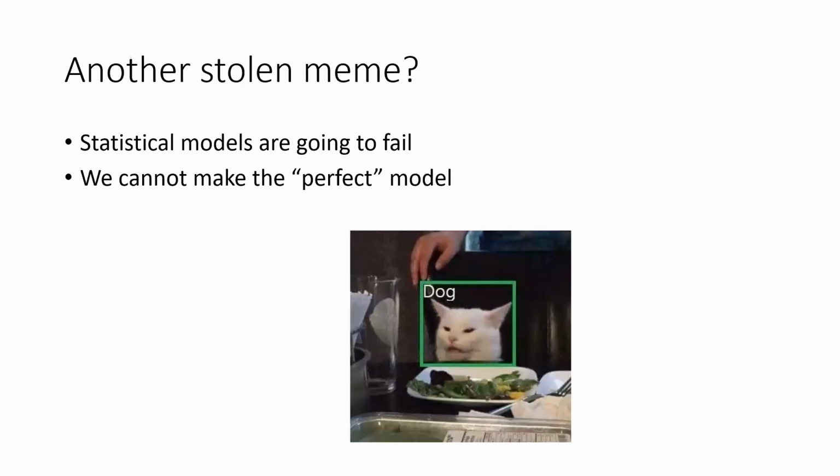And now a stolen meme. It's just a picture of a cat being misidentified as a dog. So statistically, this is going to happen. At some point, you're going to misclassify a cat as a dog. It doesn't matter how good your model is. So again, I would like to emphasize that the point of this lecture is really to make sure that you understand that these are statistical models and they're going to fail. There's no such thing as a perfect model.